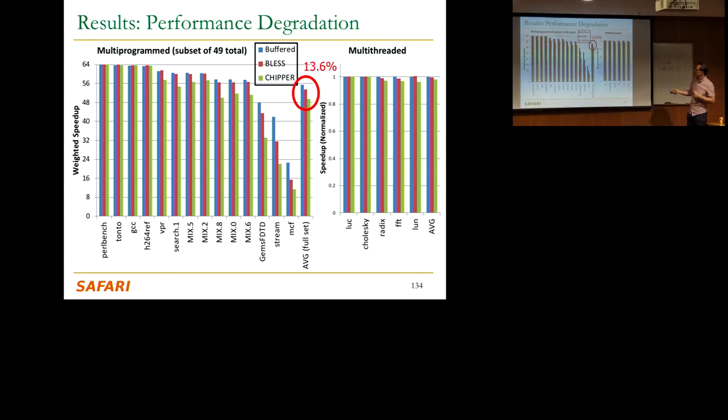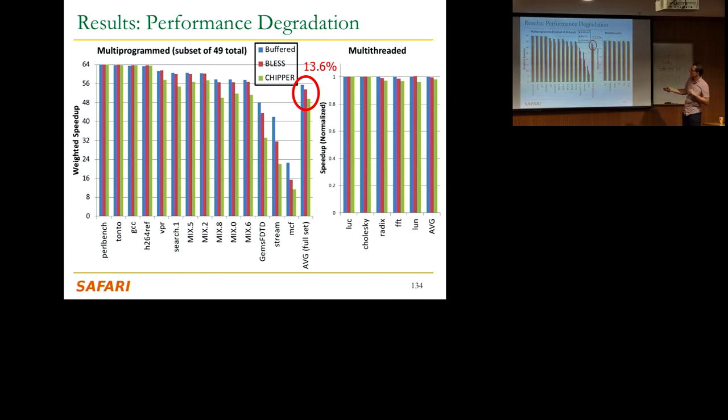As you can see, what does 13.6 mean? Basically, your performance degradation compared to buffered network is about 13.6%. So as you can see, BLESS is better, but it's not implementable. This is really weighted speedup. It's not taking into account the frequency. And CHIPPER, I shouldn't say it's not implementable. Its critical path is longer, but we're not taking into account critical path over here. So basically, we still get performance loss compared to buffered. It's about 13.6%, but it's not bad. We have a much more implementable router.